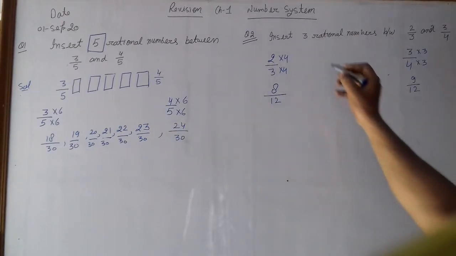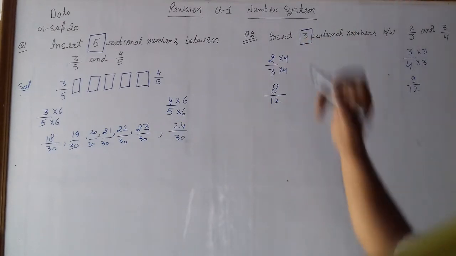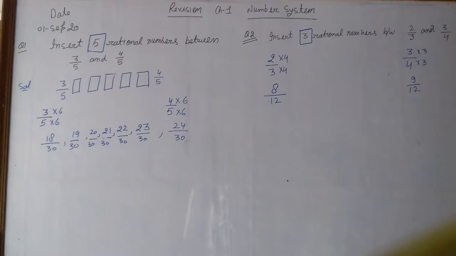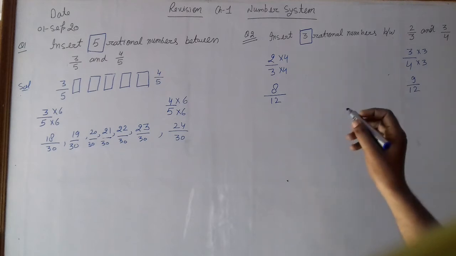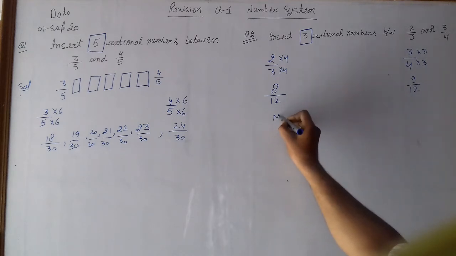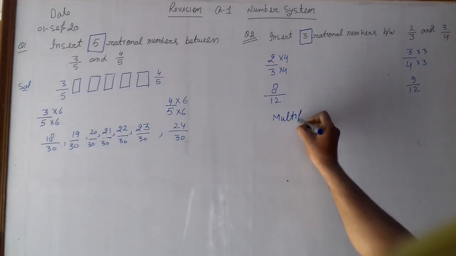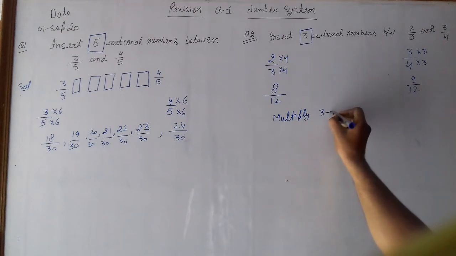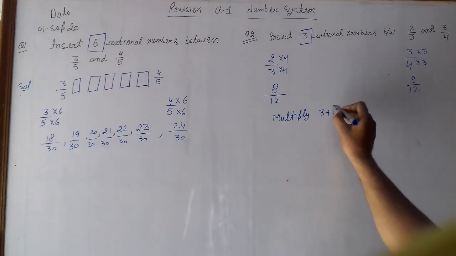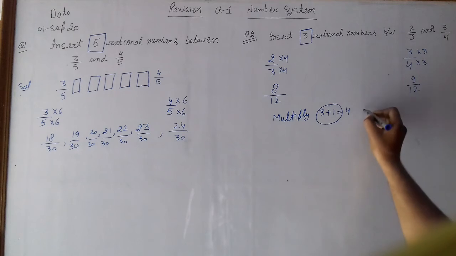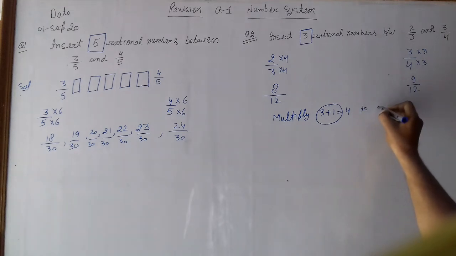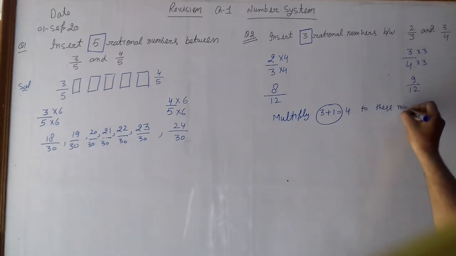The numbers that we have to insert is 3. Then we will multiply by one more than the number inserted. So 3 plus 1, we have 4. So right here, multiply 3 plus 1, which is equal to 4, to these numbers.